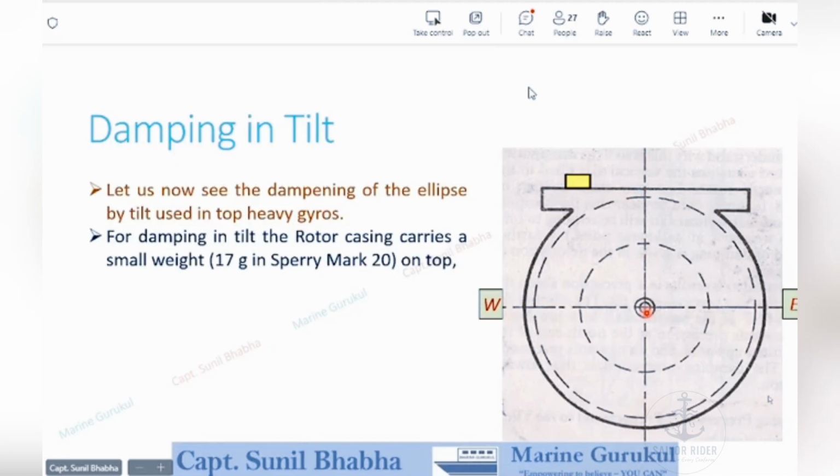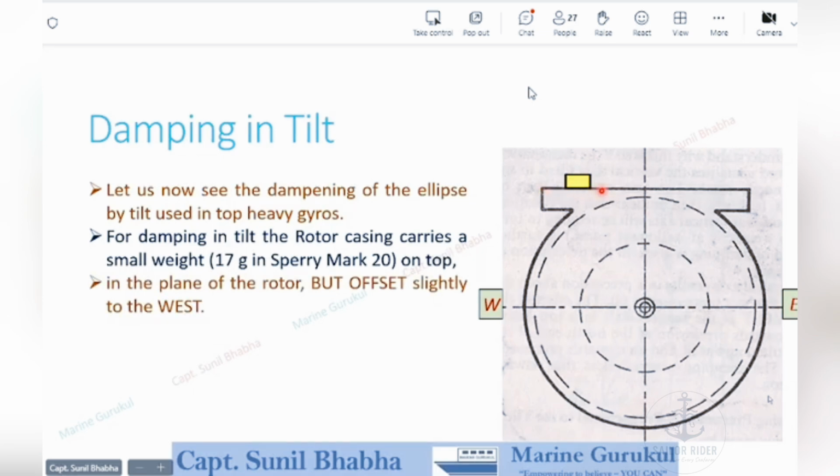Now to generate damping precession, we again place a weight on the casing of the gyro compass, but this weight which we are placing now is much smaller compared to the weight which was placed to make it top heavy. In fact, that weight, to be specific, is about 680 grams, and this weight, highlighted in yellow color, is much smaller. It weighs only 17 grams. So the rotor casing carries this small weight, 17 grams, on top.